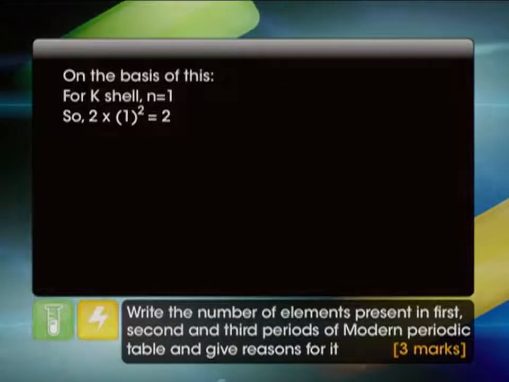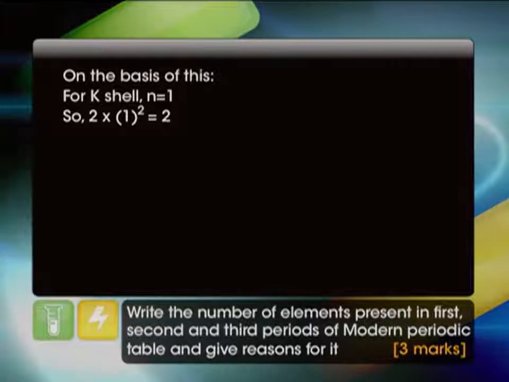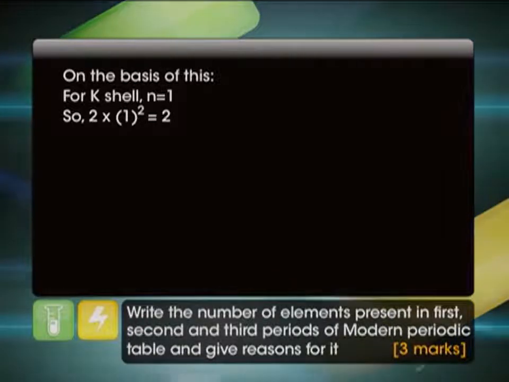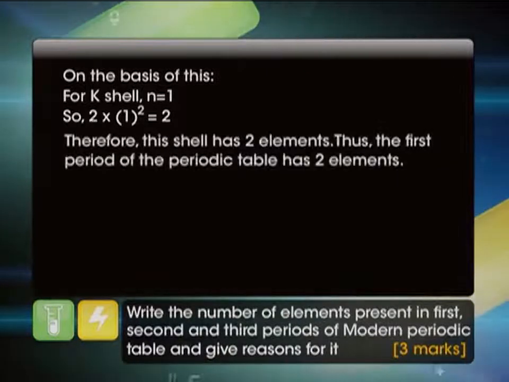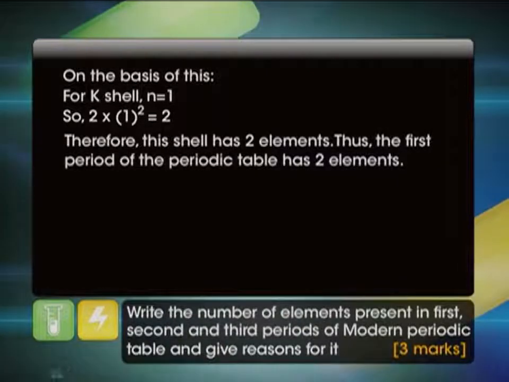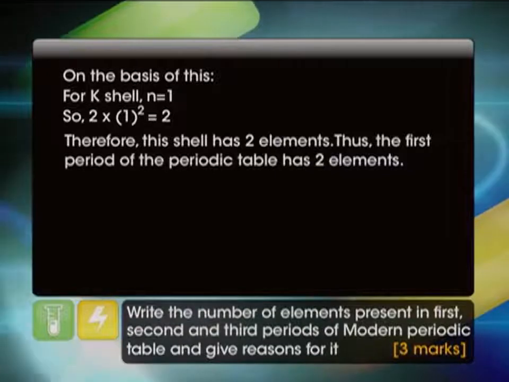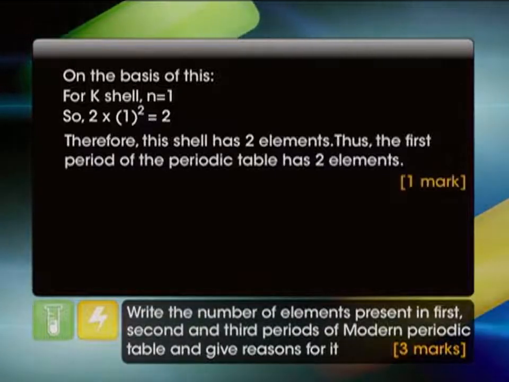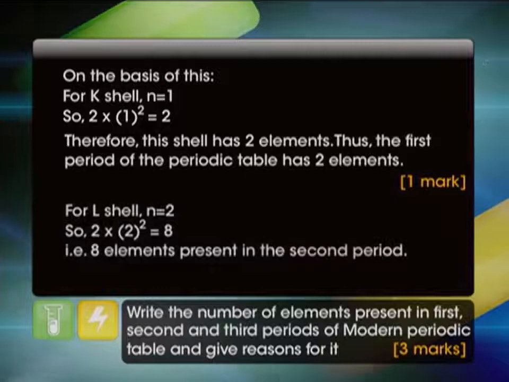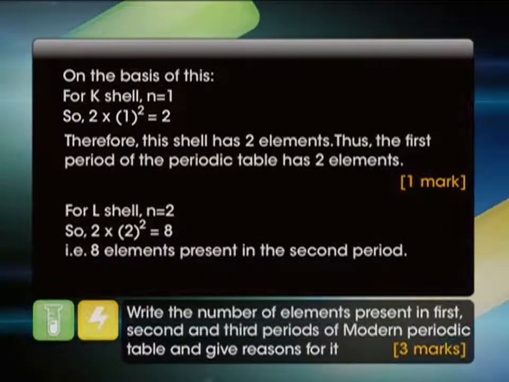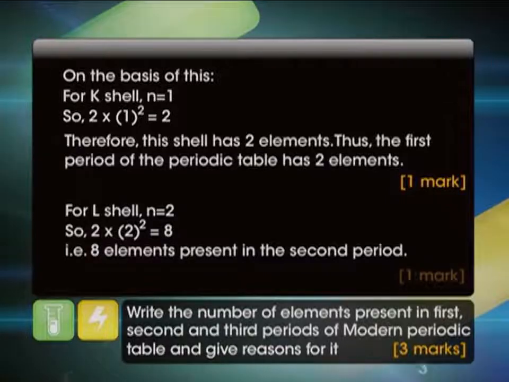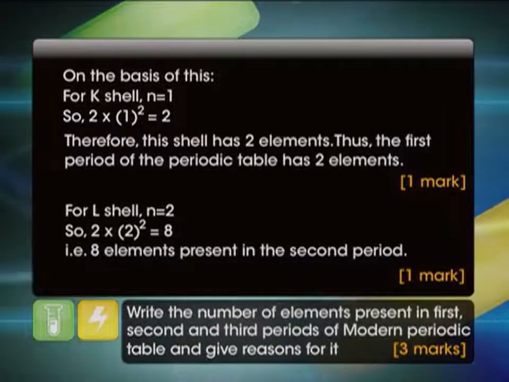On the basis of this, n is equal to 1 for K shell. Applying 2 into n square, it has 2 electrons. This period has 2 elements and therefore it's the first period of the periodic table. Writing this will fetch you 1 mark. For L shell, n is equal to 2. Therefore, there are 8 elements present in the second period. Another mark in your kitty.